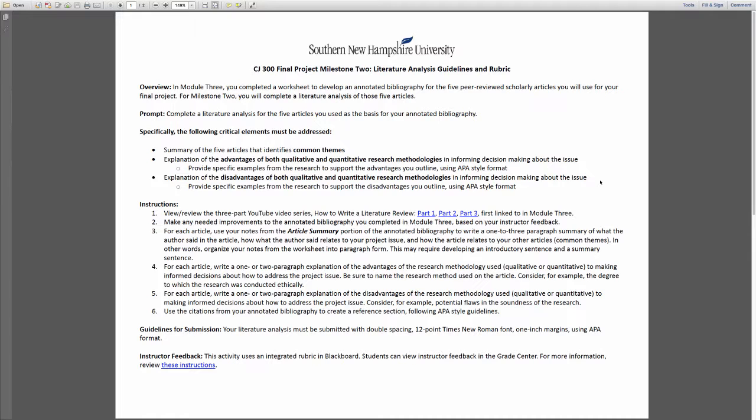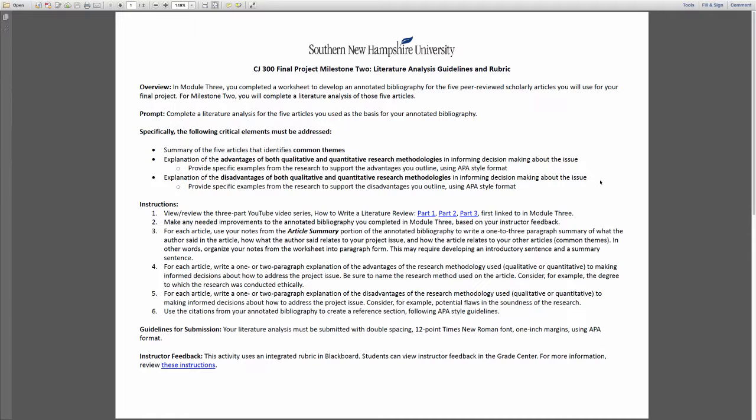Number 3, for each article, okay? Now for each article, so you're going to have 5 sets of these. Use your notes from the article summary. That's part of last module's assignment. Portion of the annotated bibliography to write 1 to 3 paragraph summary of what the author said in the article. How what the author said relates to your project issue, and how the article relates to other articles, those common themes. Okay, in other words, organize your notes from the worksheet into a paragraph.